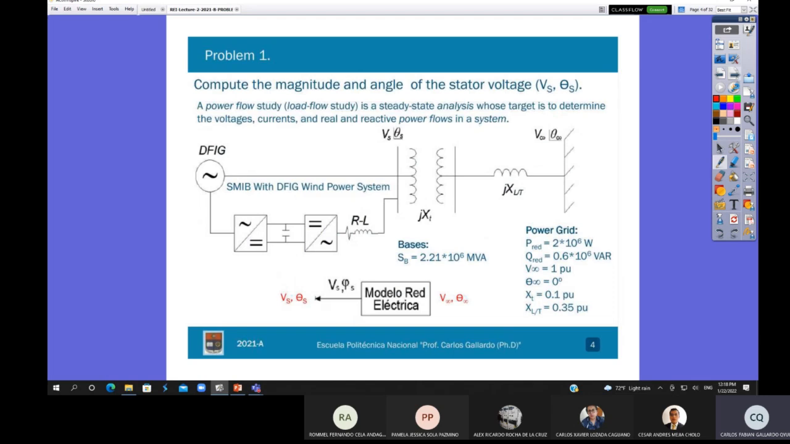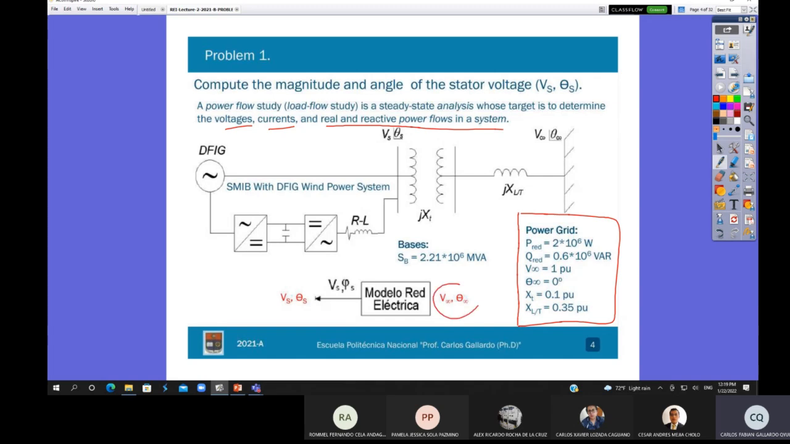So we have already carried out the initialization of the power grid. This is the data in order to carry out the initialization of the power grid. For that, I will carry out a power flow study. It is a steady state analysis whose target is to determine the voltages, currents, and real and reactive power flow in a system. But in the beginning, I will get the voltage and the angle, and later on, I will compute the currents and the powers, right?